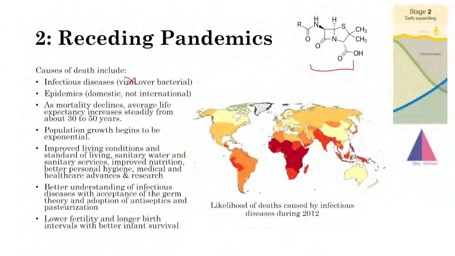We have lower fertility rates resulting from all this. We don't see them just yet. That's why our birth rates are still high. But soon we will see fertility rates drop and longer birth intervals. But we do see better infant survival. So this does occur during stage 2, is our infant mortality rates will drop. We also see our maternal mortality rates drop as well.